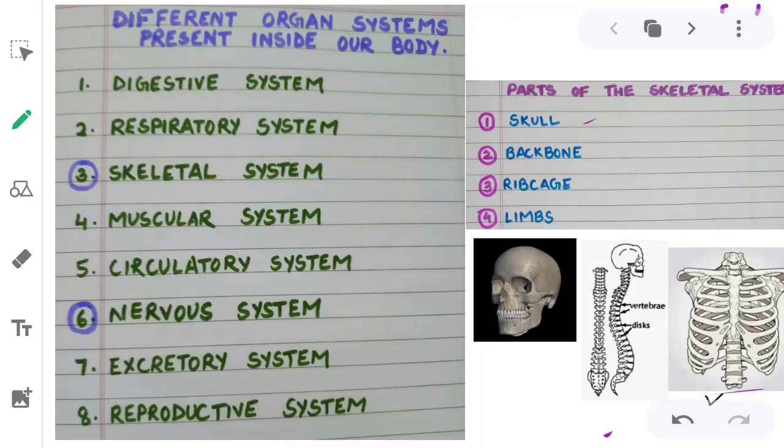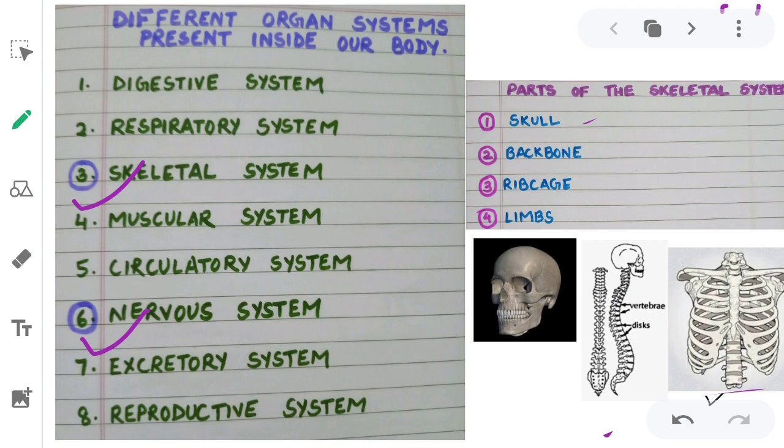As you know, there are 8 major organ systems present inside our body. We have already discussed each organ system in brief. In this chapter, we are discussing the skeletal system and the nervous system.